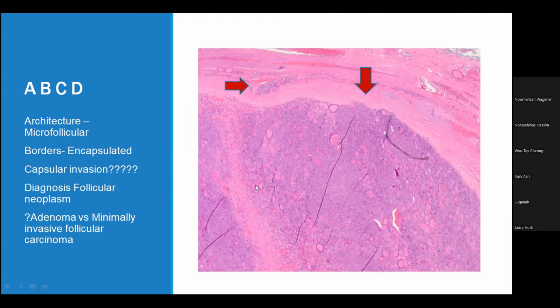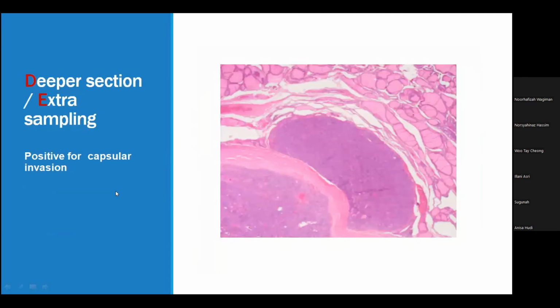So the diagnosis is a follicular neoplasm. If there is no capsular invasion, follicular adenoma. If there is capsular invasion, it will be follicular carcinoma, minimally invasive. So D, deeper. D for deeper section. And E for extra sampling.